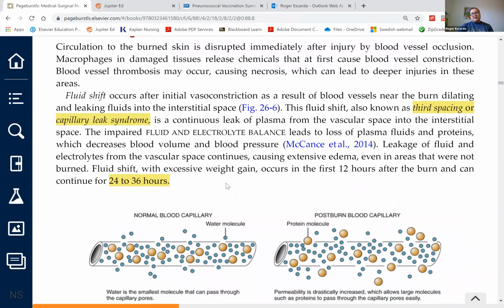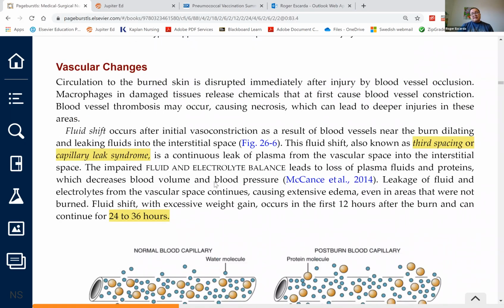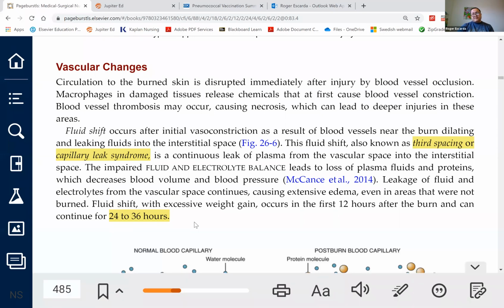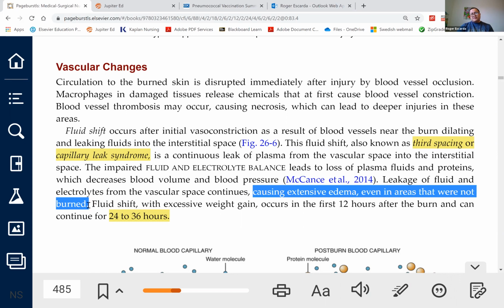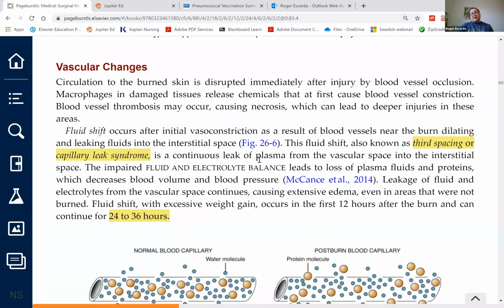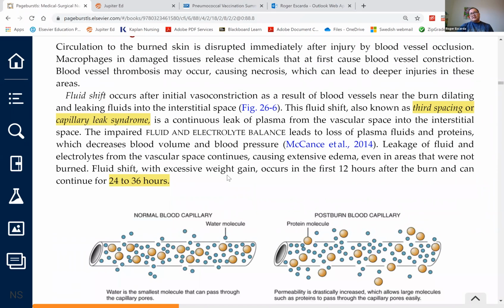All right, so I discussed the vascular changes that occur. Again, this occurs during the first 24 to 36 hours, not 48. We don't know how long exactly this will start and stop. We just know that it occurs anywhere between 24 to 36 hours after the burn injury. So the extensive edema, even in areas that were not burned, as I mentioned earlier, will affect the entire body. There will be fluid leakage both in the burnt areas as well as the non-burnt areas. When you look at this patient, they will have severe edema from head to toe. So that is what I mentioned earlier as the relative fluid loss.